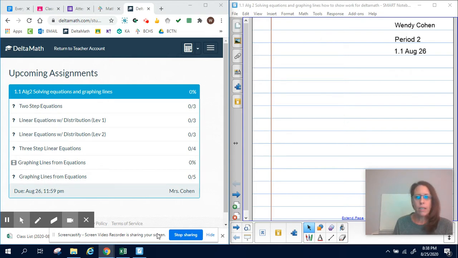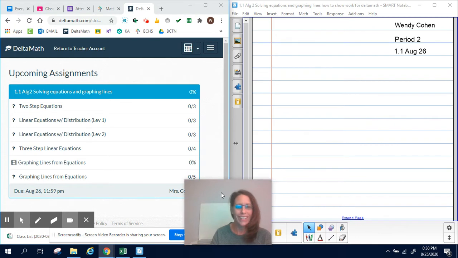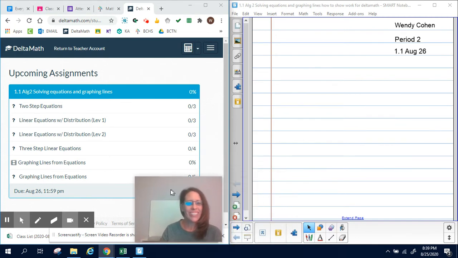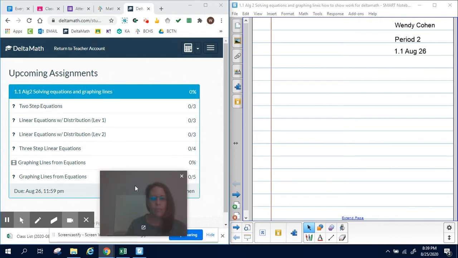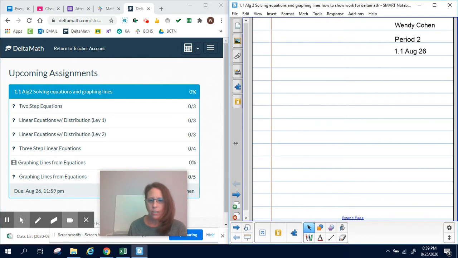Today's Deltamath assignment is considered 1.1. The reason that it's considered 1.1 is because it's the first week of our semester. So that is why up here in the corner, and I'm using new tools here, let's see, up here in the corner, it says 1.1 and also the date that this one is assigned on. That's going to be pretty important moving forward, especially if you ever have to miss class.